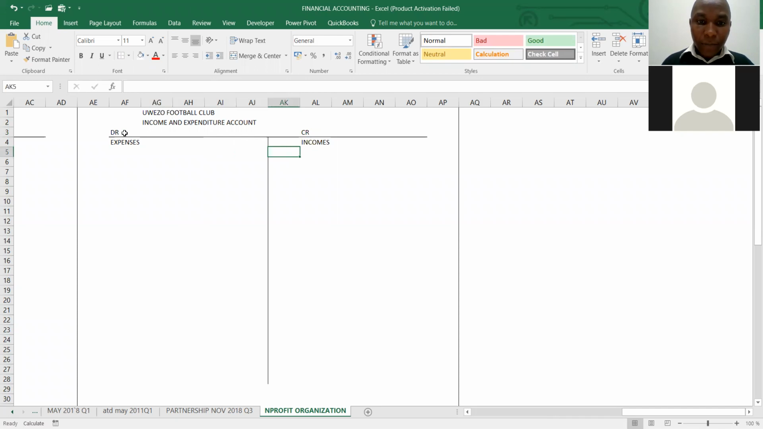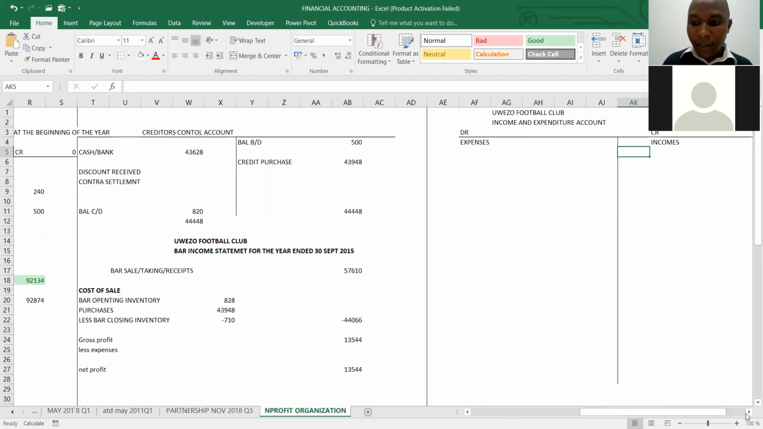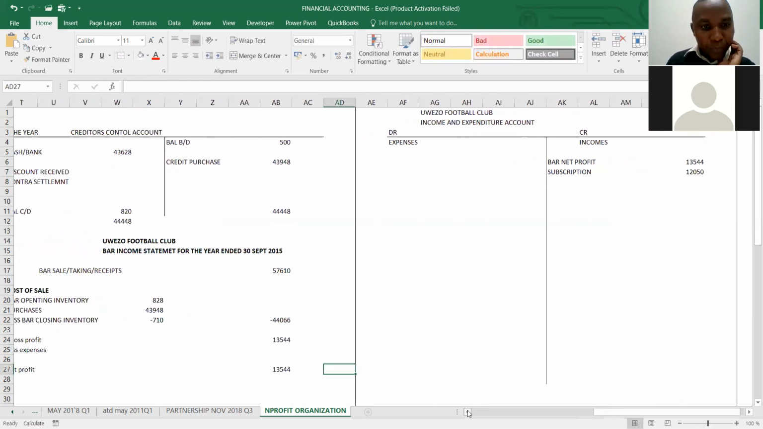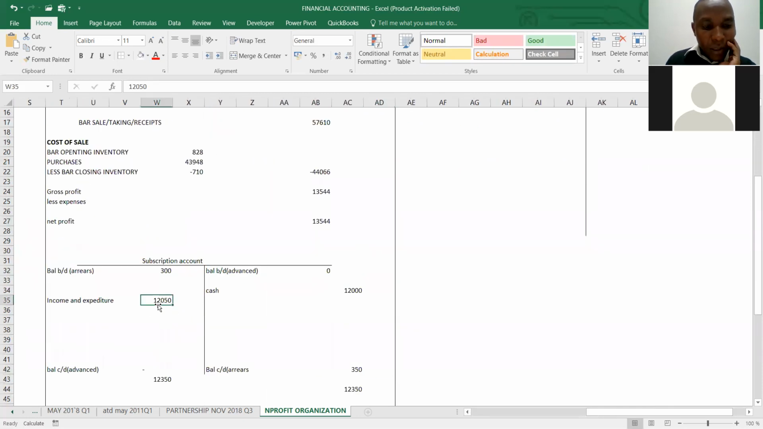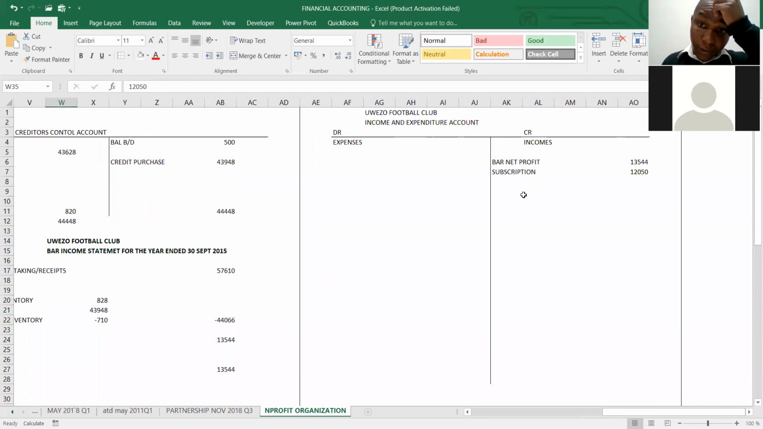So I will start with the side of the income. We can even start with the one we have just done in our working, the income or net profit. We should credit this one. How much is it? 13,544. Then we have subscription, 13,550. That is our subscription account. Because we have opened the subscription account, and we have debited it, we should credit the income and expenditure account. So we have exhausted the incomes from our working.